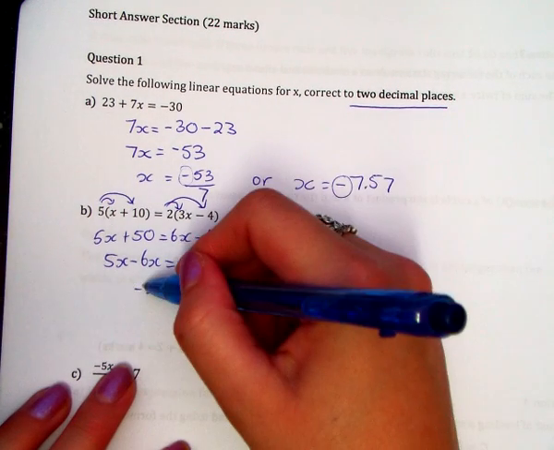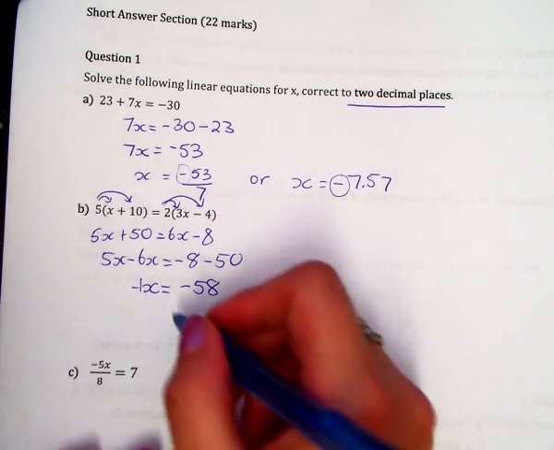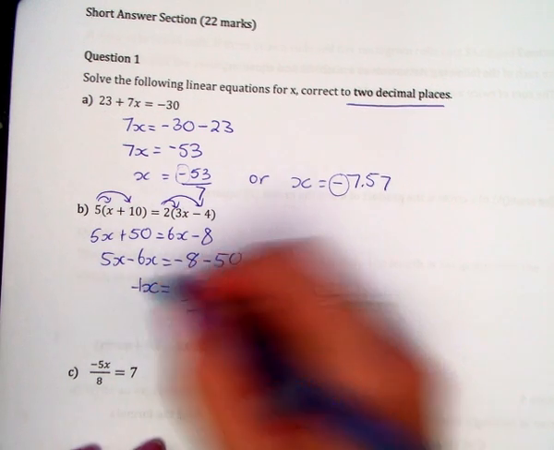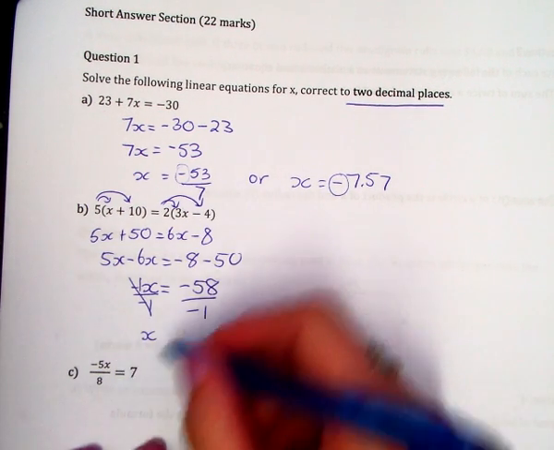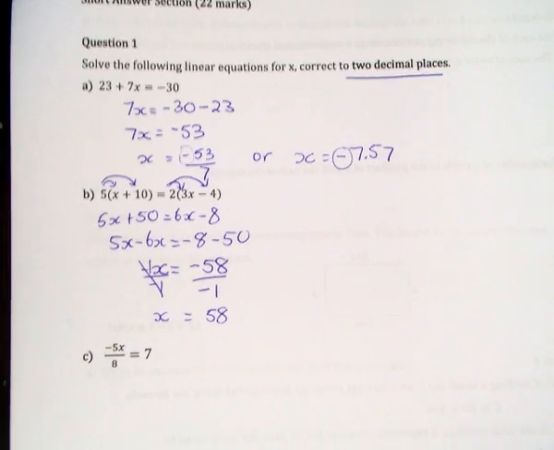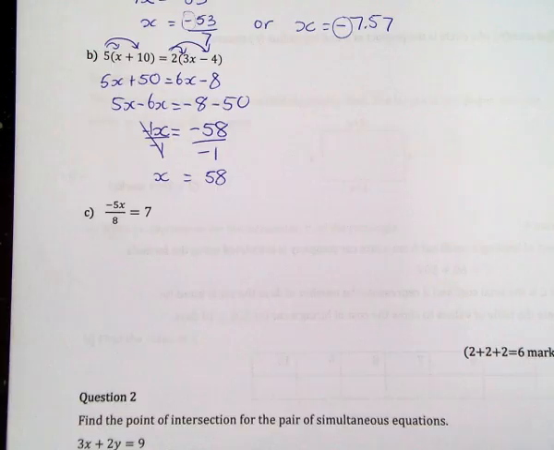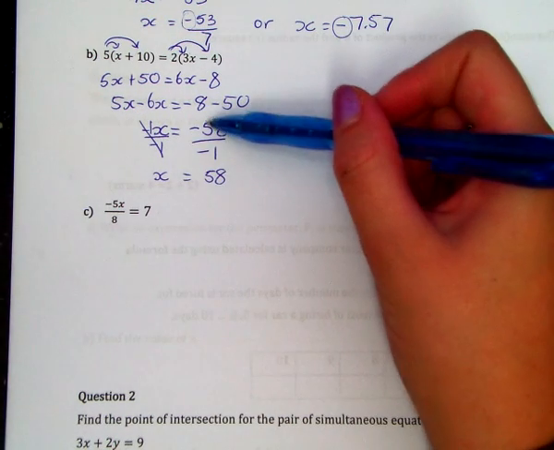We know that there really is a coefficient of 1 in front of x, so if we divide both sides by -1, we will have x on our left-hand side and +58 on our right-hand side of the equation. Again, a common error with this one was not following through with the negatives.